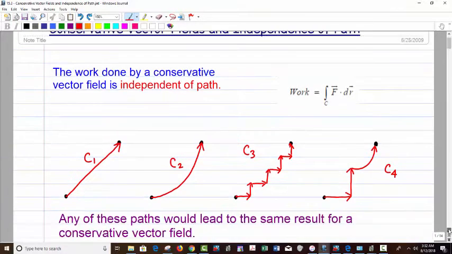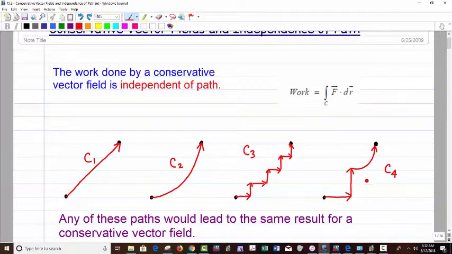And what that means is, I drew out 4 examples here. Let's say these are supposed to be the same starting and finishing points. That's the whole idea here. They're the same points there, the black dots. And you can parameterize this any way you want, and it would produce the same amount of work.